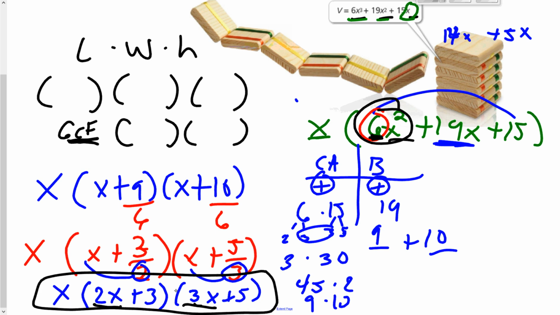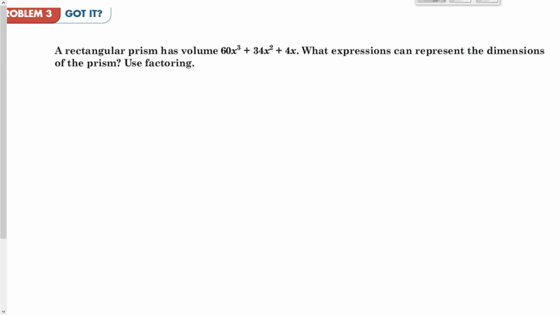If not, you could FOIL the two binomials and see if you get this. And if you do, you know you have the correct answer, right? All of these, you can figure out if you have the correct answer or not. So those are length, width, and height, or however they have it. Okay, go ahead and try this one on your own. Same thing, right? Factor out the GCF first, and then use CAB to figure out the length, the width, and the height.